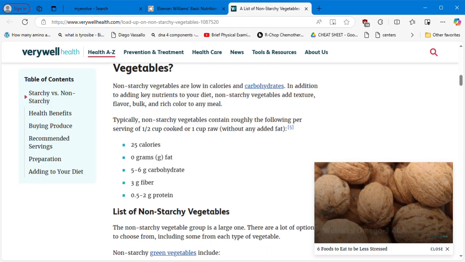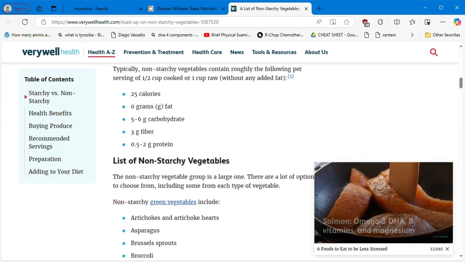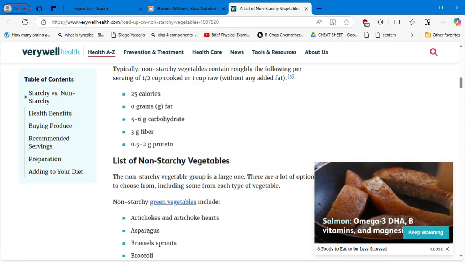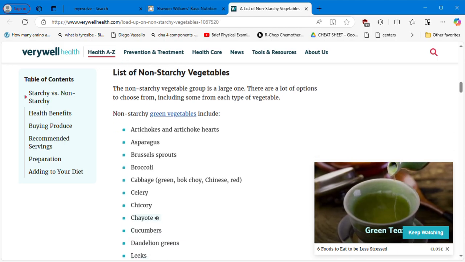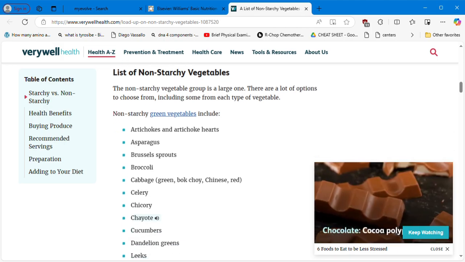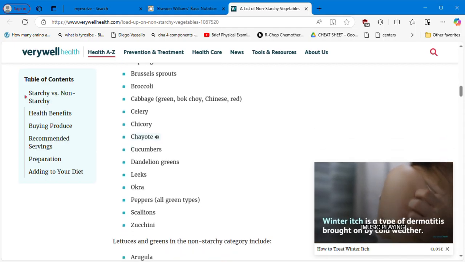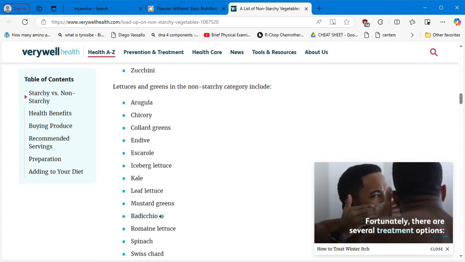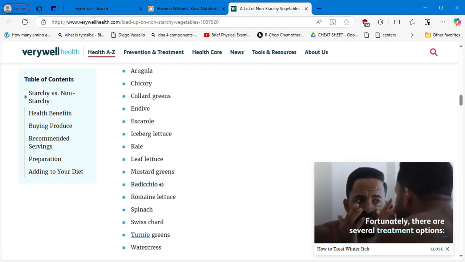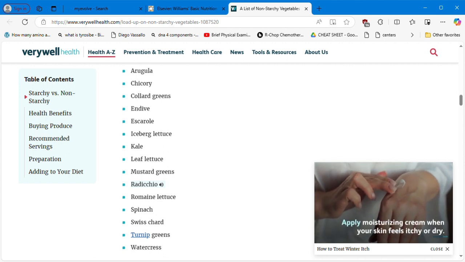Typically non-starchy vegetables contain roughly the following serving of half cup cooked or 1 cup raw without another fat. So the list of non-starchy vegetables: your artichokes, asparagus, Brussels sprouts, broccoli, cabbage, celery, chicory, cucumbers, dandelion, leeks, all these. Also, lettuce and greens are in the non-starchy category. Your endive, kale. Wow, you guys should try the endive. It's so delicious, so amazing, so crunchy.